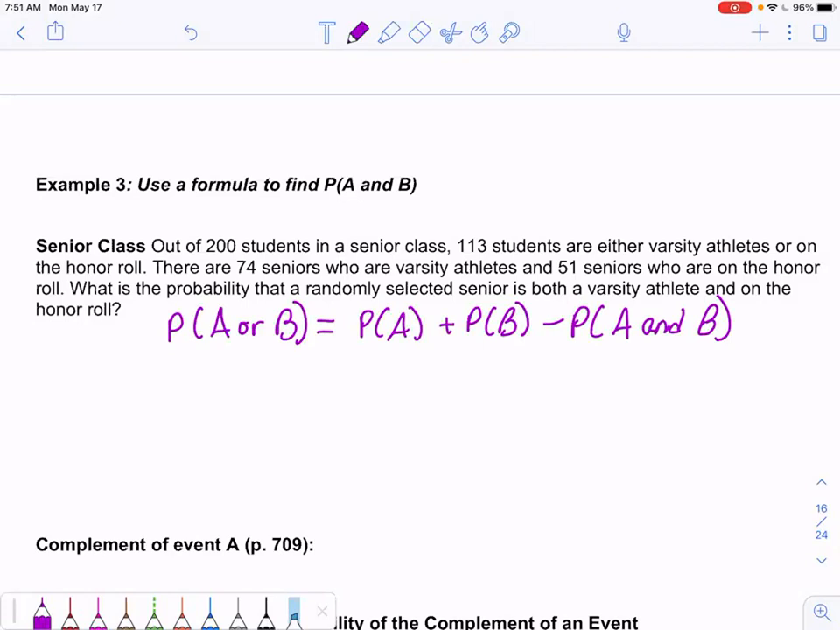So this says out of 200 students in a senior class, a little smaller than us, we are somewhere in the range of probably 300 to 325. So 200 students in a senior class. 113 of them are either varsity athletes or on the honor roll. That sounds like important information there. So varsity athletes or honor roll.